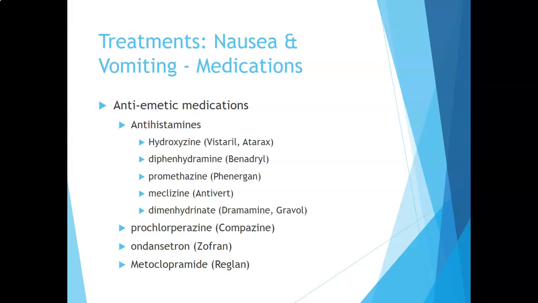Compazine works by blocking the chemoreceptor trigger zone, and in turn acts on the vomiting center of the brain, helping to stop nausea and vomiting. Zofran is probably the most common that I see in med-surg. This blocks serotonin peripherally, centrally, and in the small intestine. And then Reglan works to decrease reflux, helps stimulate gastric emptying, as well as raises the threshold of the chemoreceptor trigger zone.